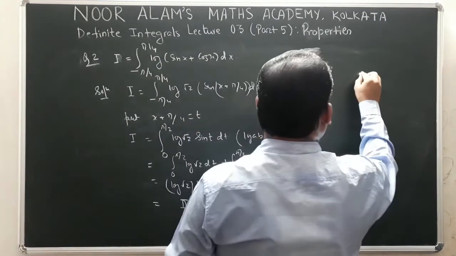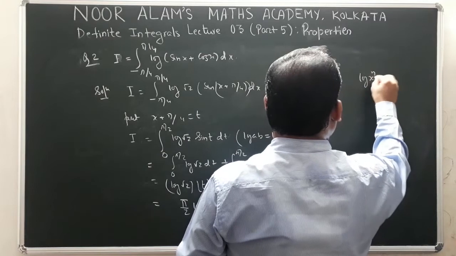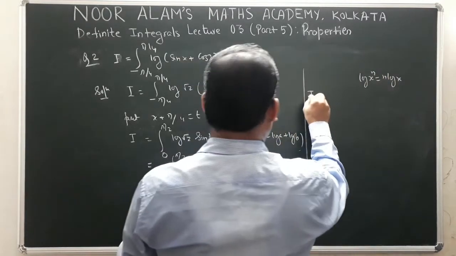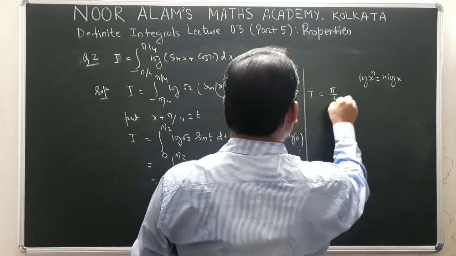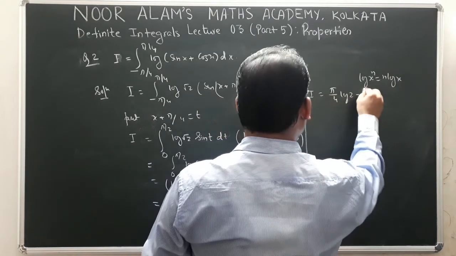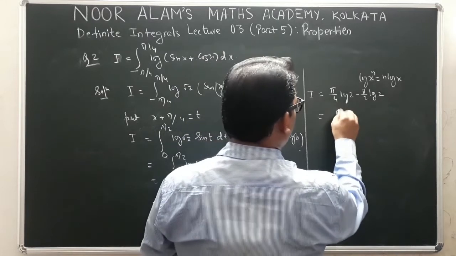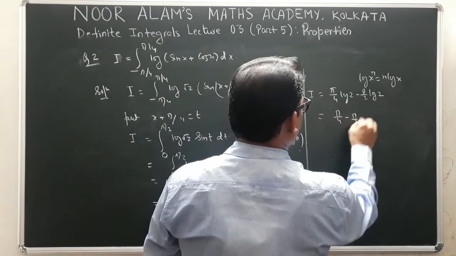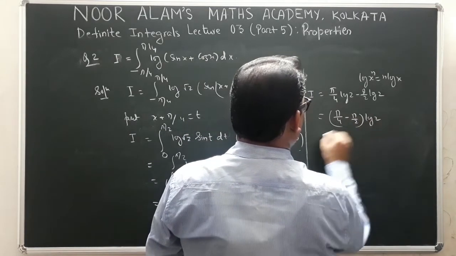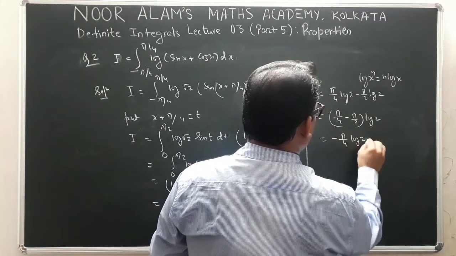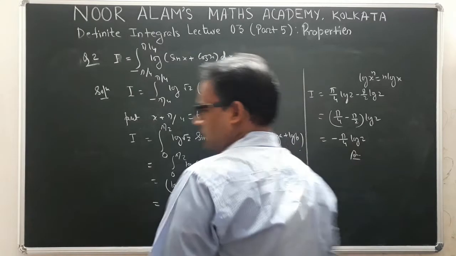So now using the property of log, log of x to the power n can be written as n times log x. Using this property, we get I is equal to pi by 4 log of 2 minus pi by 2 log of 2. So as a result, if you take log of 2 outside, pi by 4 minus pi by 2, we get log of 2 times that, which is equal to minus pi by 4 log of 2. Hope all of you understand this question.